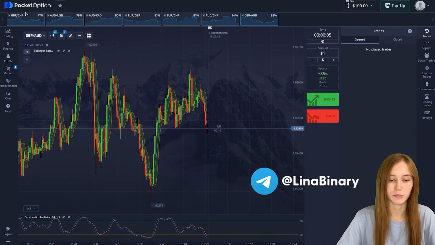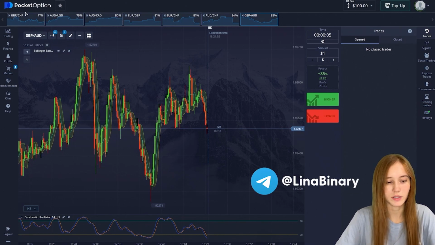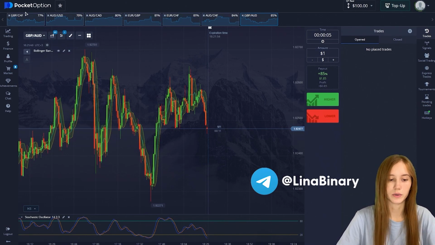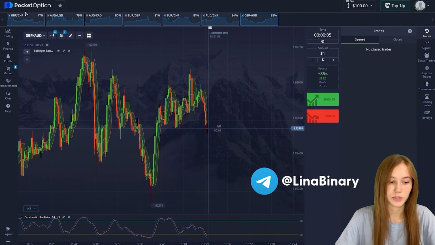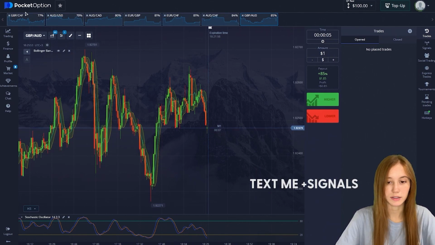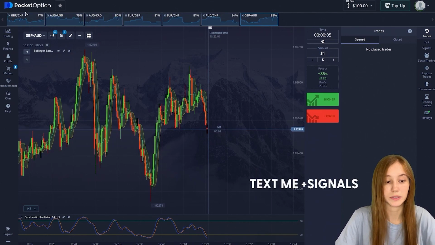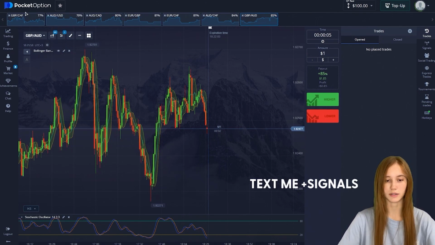So today we'll trade on Pocket Option and initially our balance will be exactly $100. Therefore, the first deal amount we will also set to exactly $100, 100% of our balance at the moment respectively.